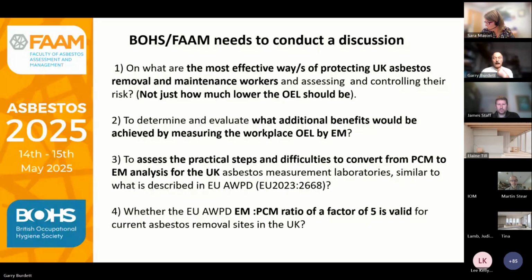So at the conference in May, I discussed this briefly and said there are four things I think BOHS needs to talk about. One is what are the most effective ways of protecting UK asbestos removal and maintenance workers. And exactly a year ago, if you were on the second webinar, we were talking about where we really need to sample. So that is recapping a little bit, but it's not just about how much lower the OEL should be. That's not going to protect a worker very well if you never measure it.